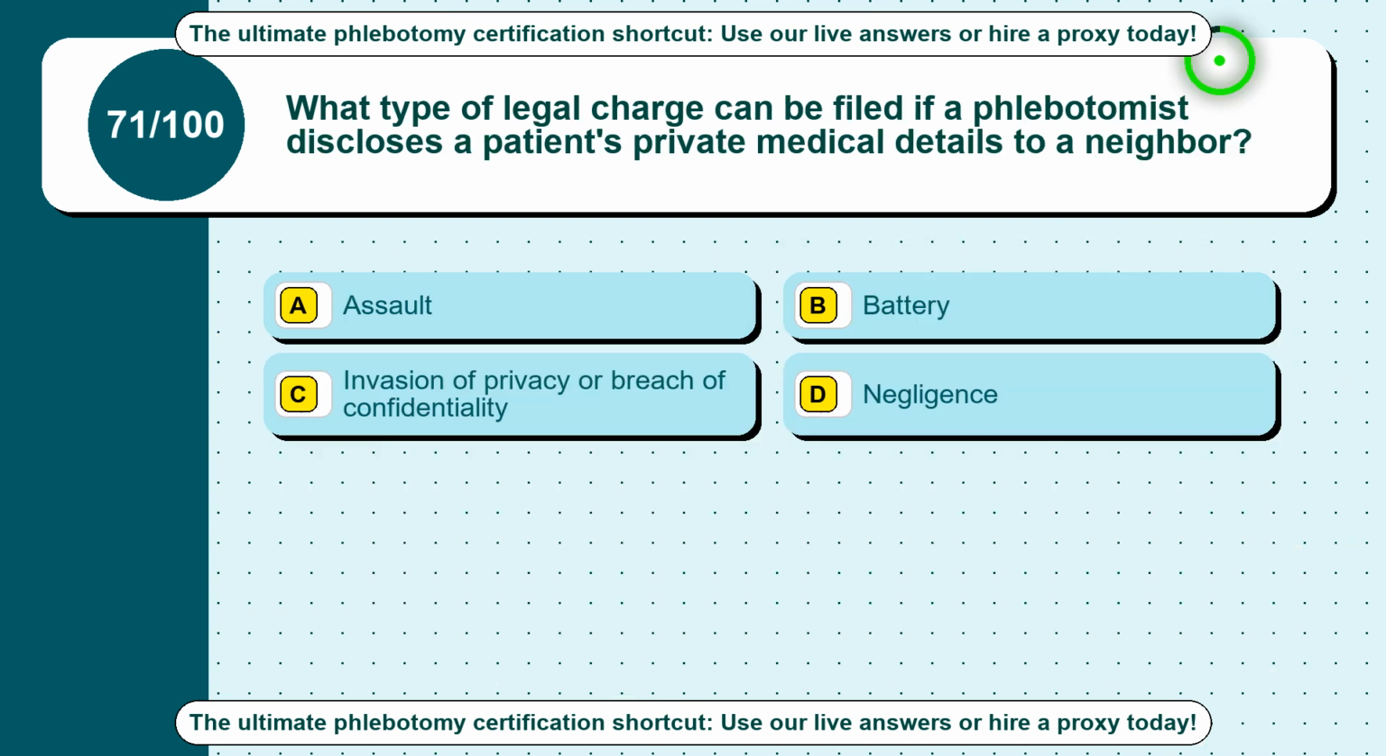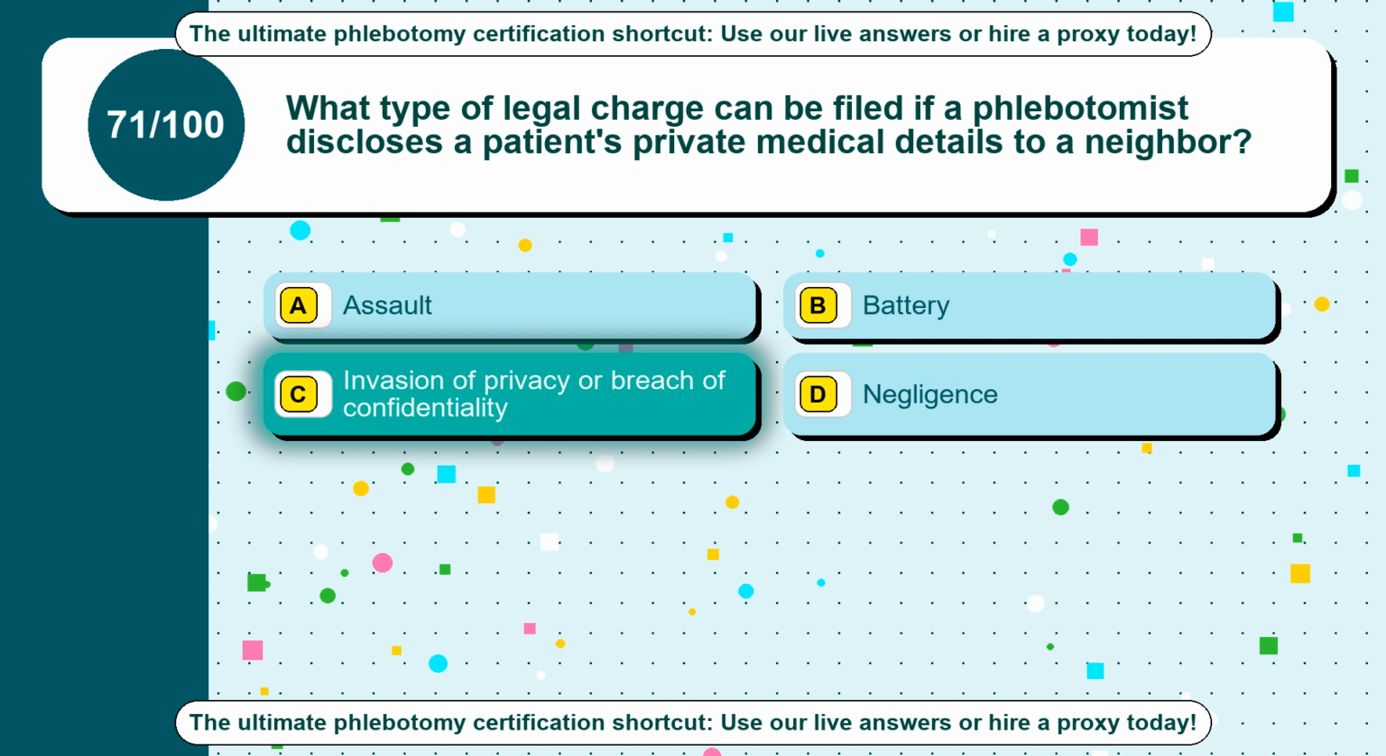Question 71. What type of legal charge can be filed if a phlebotomist discloses a patient's private medical details to a neighbor? Option A. Assault. Option B. Battery. Option C. Invasion of privacy or breach of confidentiality. Option D. Negligence. The correct answer is option C.